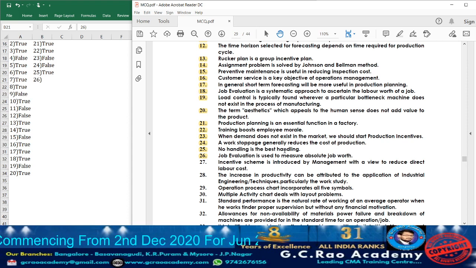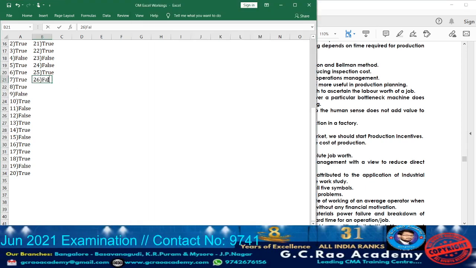In job evaluation, they are going to evaluate the job, and whatever labor has been assigned to that particular job, they are going to check whether it is appropriate or not, yes or no. But what they're telling is that they are going to measure only the job worth. So accordingly, the statement 26, whatever they have given, it is false.